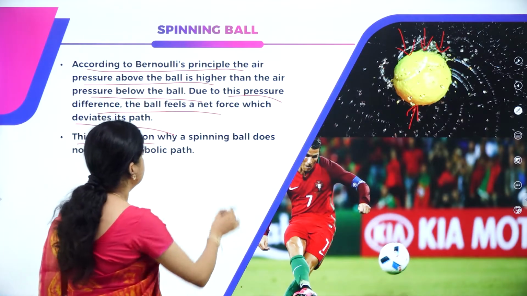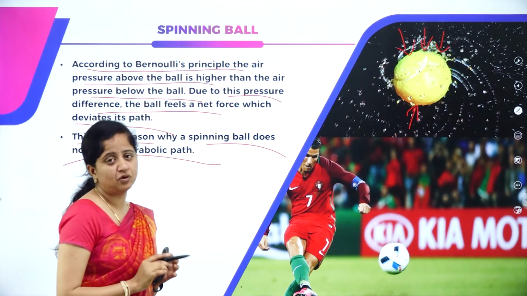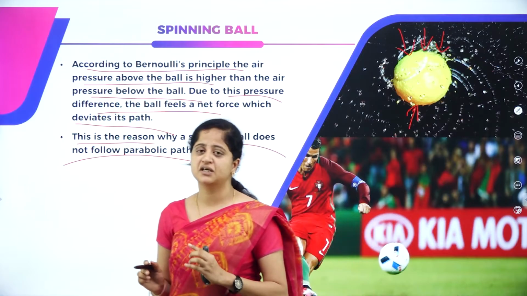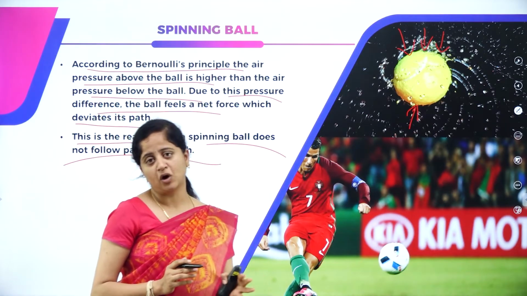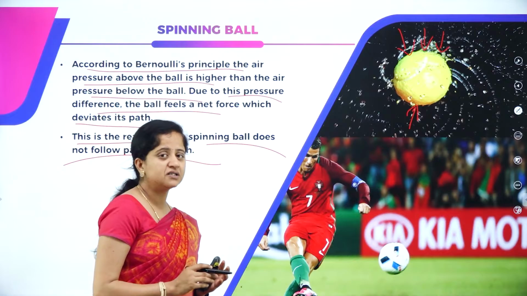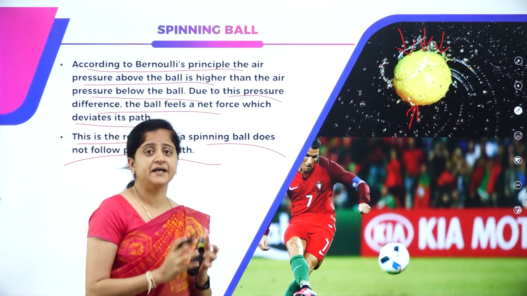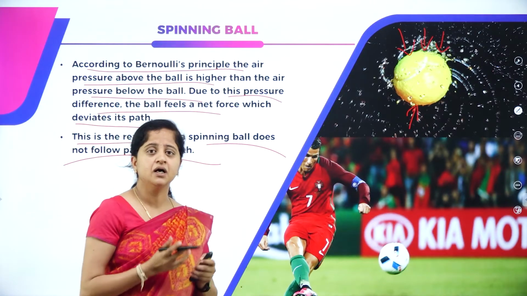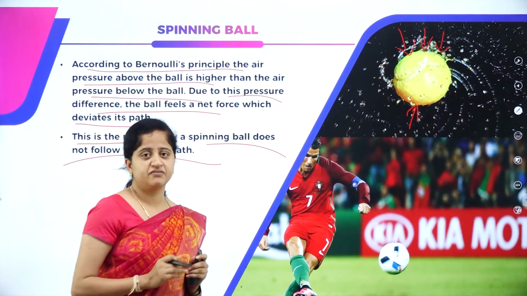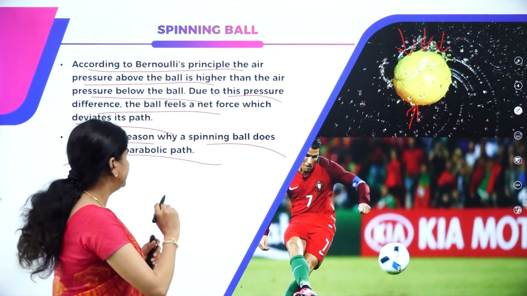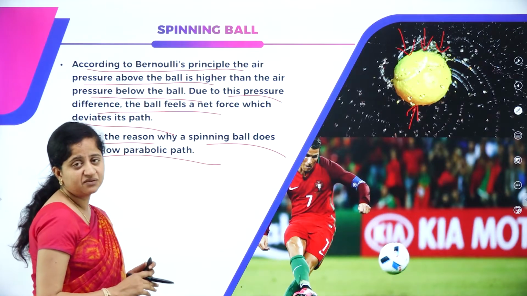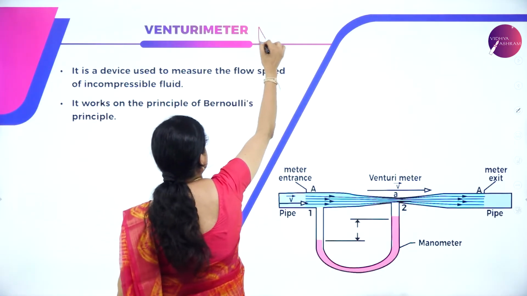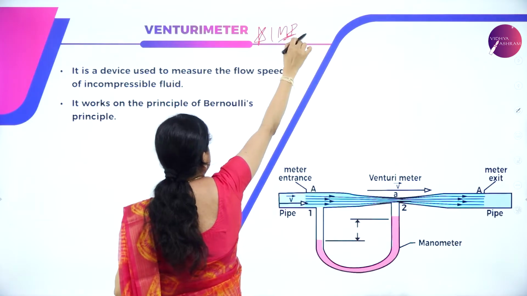This is the reason why a spinning ball doesn't follow a parabolic path. Why will the spinning ball not follow a parabolic path? Because the difference in pressure creates the deviation in the path of the ball. Why is there a difference in pressure? Because the ball feels a higher pressure on the upper surface when it is moving, compared with the pressure at the bottom surface. Because of this difference in pressure, the ball will deviate from its path, and this is the reason why it doesn't follow a parabolic path.